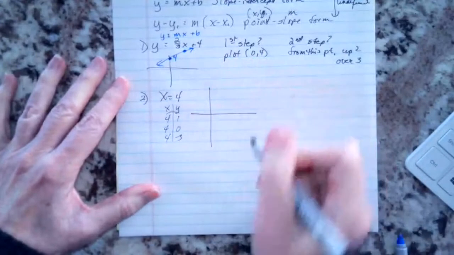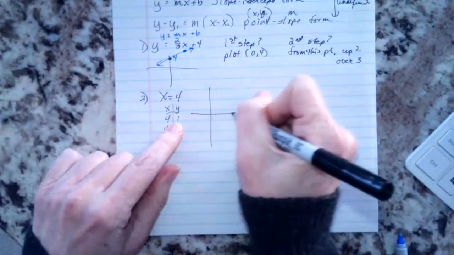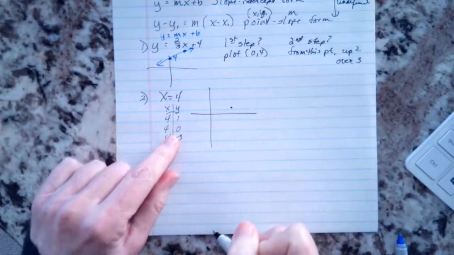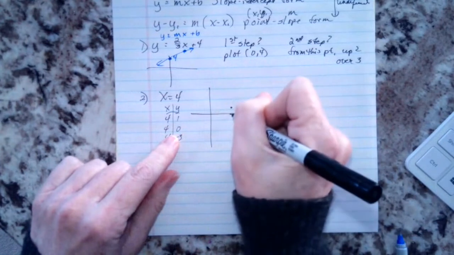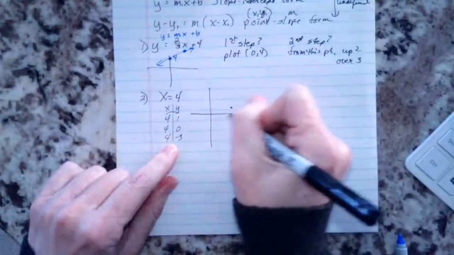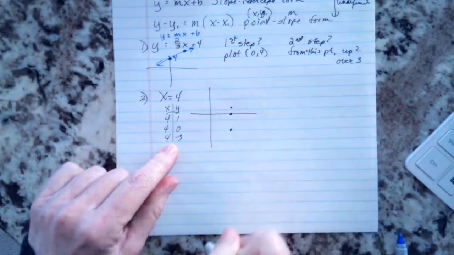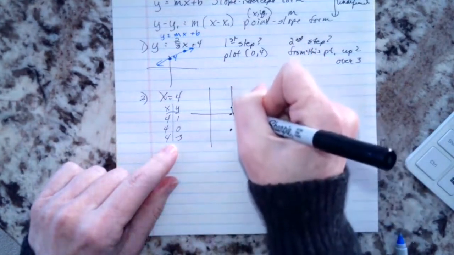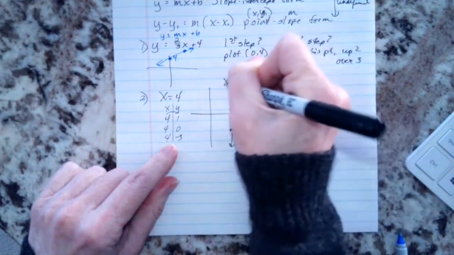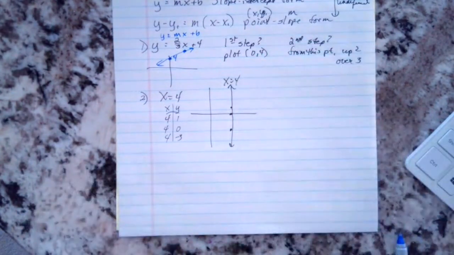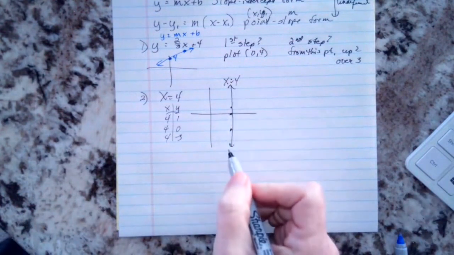Let's look at what that looks like. (4, 1), go over 4 and up 1. (4, 0), go over 4 and stay. (4, -3), go over 4 and go down 3. Connect those dots. That's the line x equals 4. Yes, it's an undefined line, and that's what it looks like.